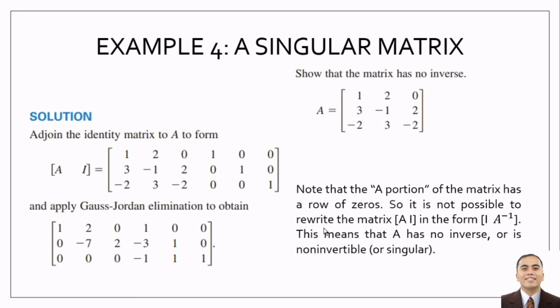So this matrix is not possible to rewrite in the form of matrix I and A raised to negative 1. So this means that matrix A has no inverse or is non-invertible, or this matrix is non-invertible or a singular matrix.